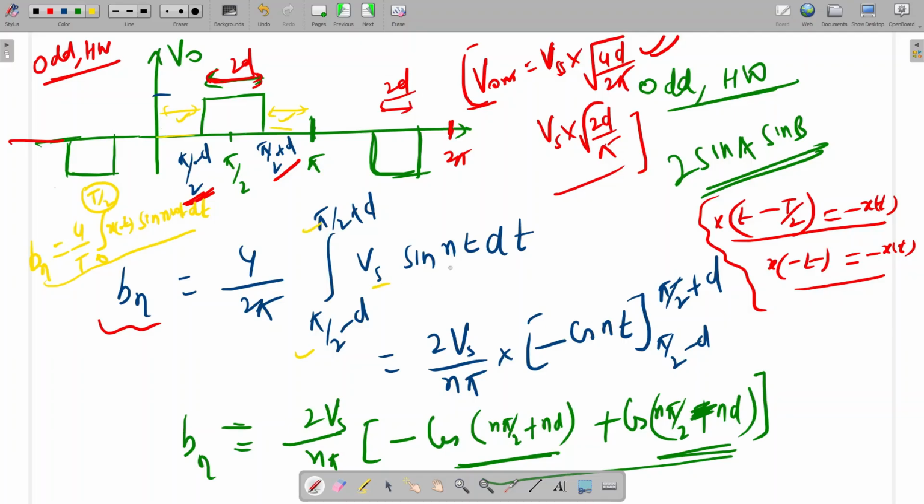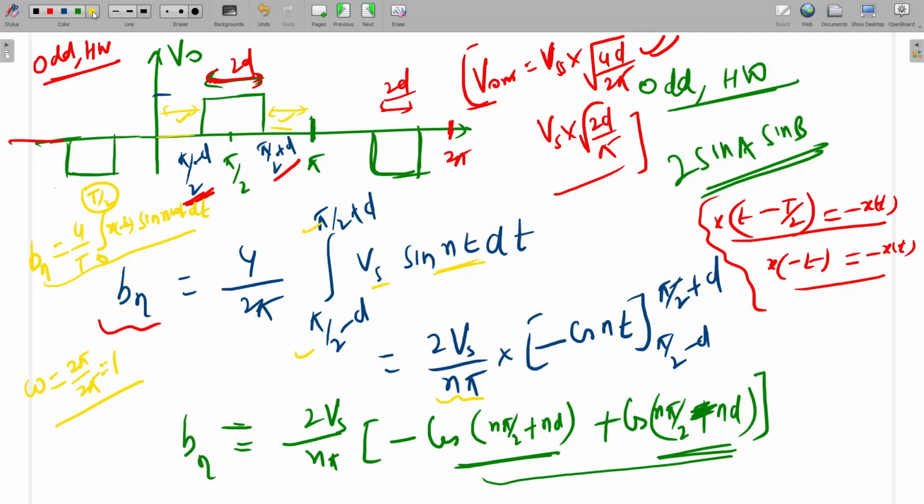Yes, sir. Vs sin nt. So where is omega? Omega will be 2 pi by T. So 2 pi by 2 pi, omega will be 1, since the period is 2 pi. So sin nt into dt. Okay. So here, 4 divided by 2, it will be 2 Vs upon n pi into the integral of sin nt. What will be the integral value? Minus cos nt, from pi by 2 minus d to pi by 2 plus d. Okay. And here, the first term will be minus cos(n pi by 2 plus nd) plus cos(n pi by 2 minus nd).